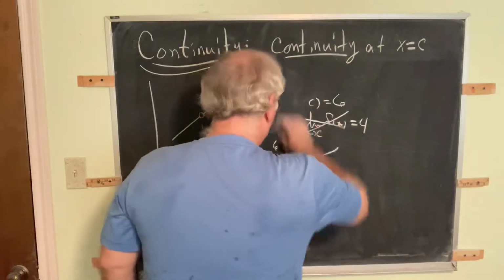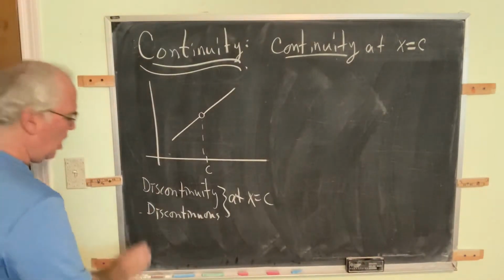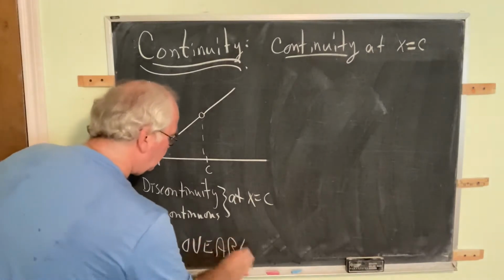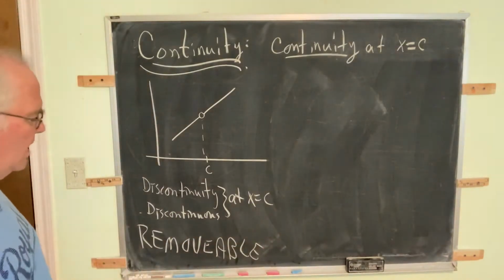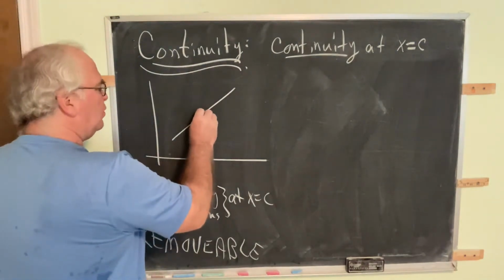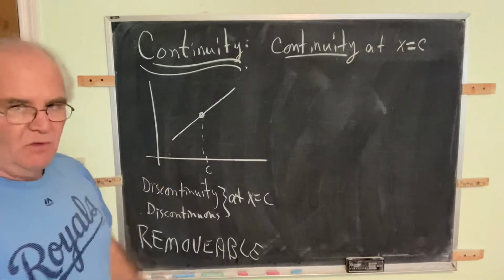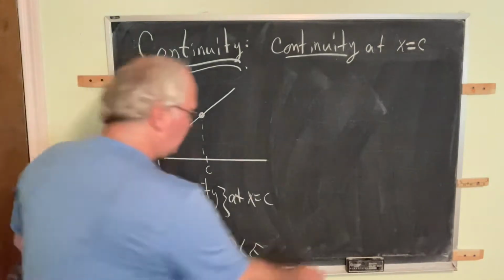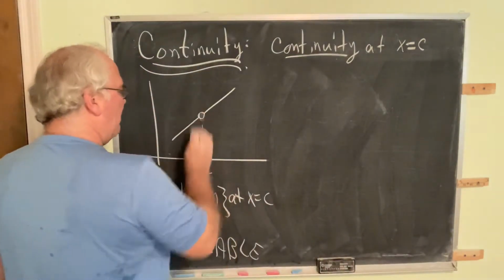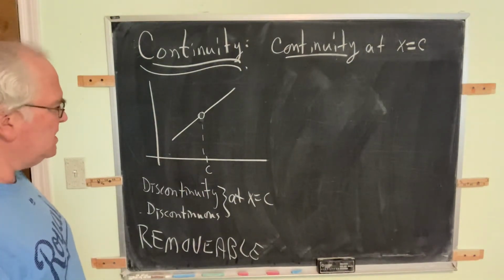All right? This kind of discontinuity has a name. It's called removable. I think that's how you spell removable. We could remove the discontinuity by redefining a single point. You could just redefine the function at a single point and it would be continuous. So that's why this is called removable, because you could remove it by redefining the function at one individual point. It's a removable discontinuity.